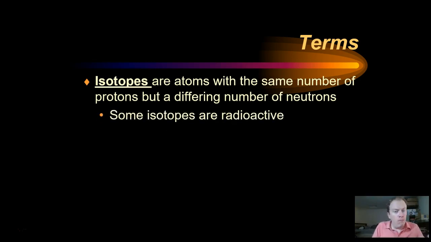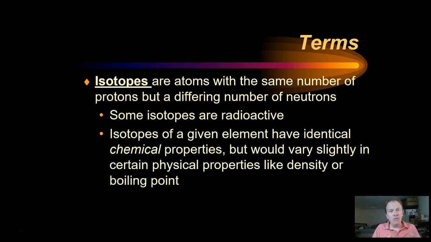Most elements have a number of different isotopes that are naturally occurring. If I take a piece of iron, for example, there's going to be several different iron isotopes all mixed in there, and most elements are that way. Some isotopes of certain elements are radioactive, which means they give off particles and they decay over time. We're going to talk more about that later, but let's just say that some are radioactive. And as I said, isotopes of an element have identical chemical properties. So in all chemical reactions, they behave totally the same.